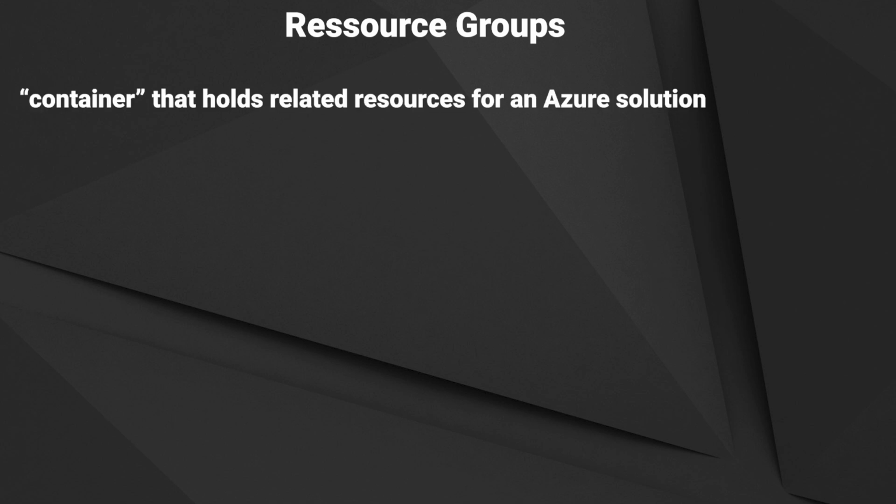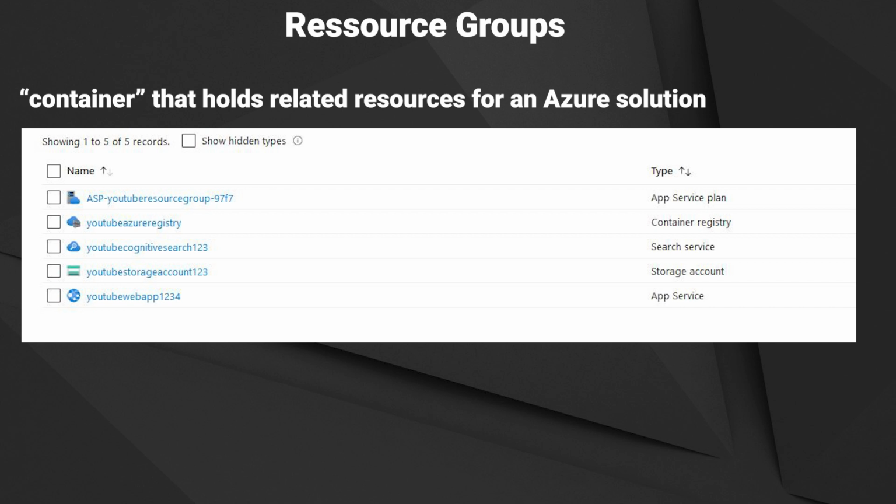In one subscription, you can have one or more resource groups. A resource group is a container that holds related resources for an Azure solution. The resource group includes those services that you want to manage as a group. Imagine it as a virtual folder where you can group your Azure services.